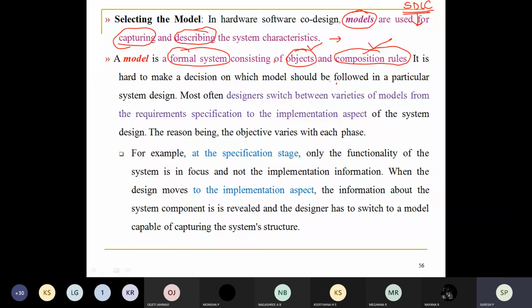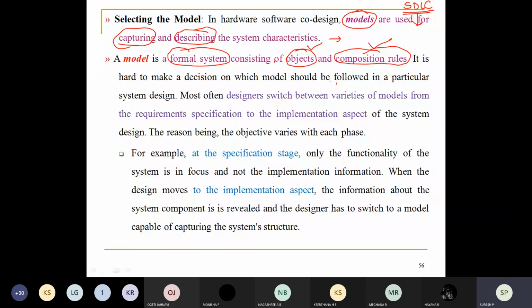Now it is hard to make a decision on which model to follow in a particular system or design, because that design depends upon your requirement. For example, if I am building an airbag embedded system, the requirement is different. If I am going with an air conditioner, the requirement is different. If I am going with an oven, the requirement may be different. So depending upon the different embedded system, choosing a particular model to use becomes difficult.